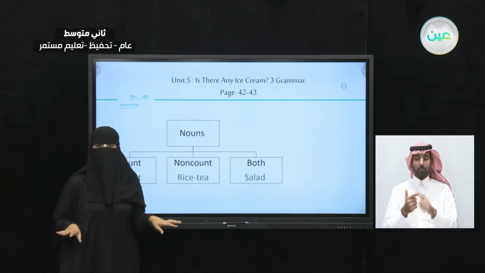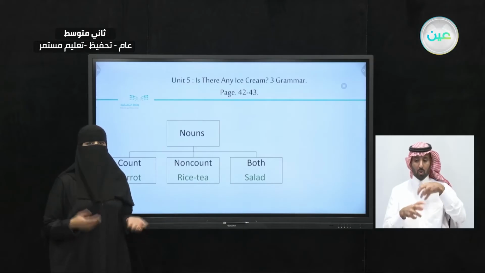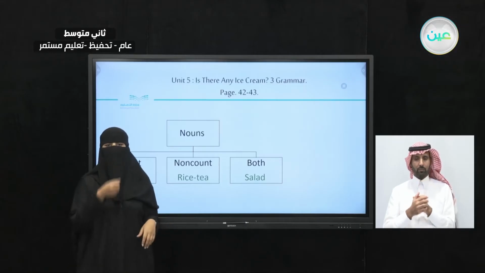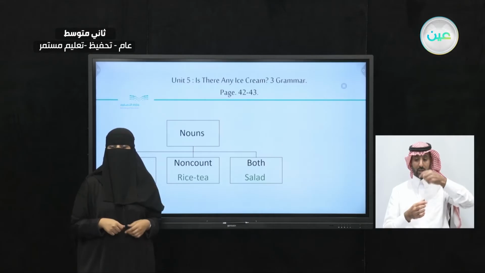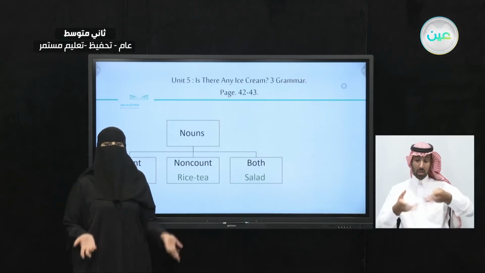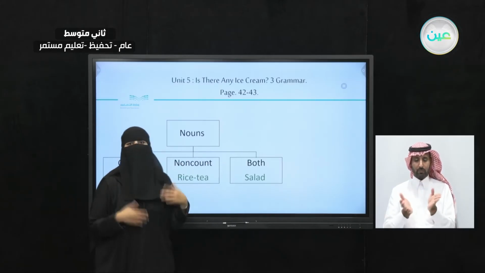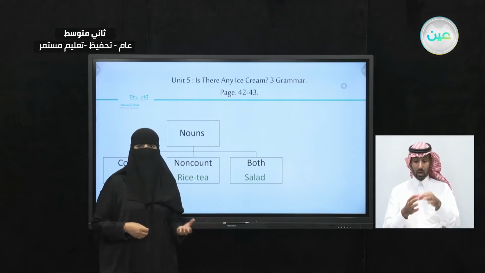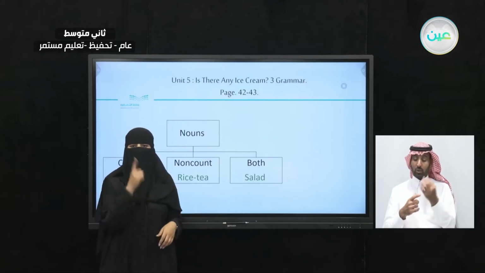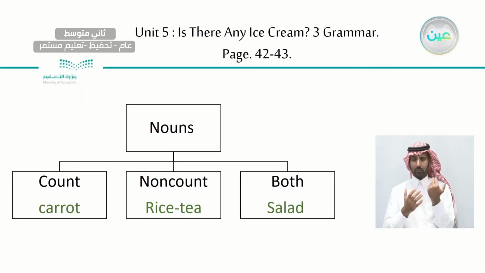How about non-count? If you have a bowl of rice, can you count the rice in the bowl? It will take forever, but it's a non-count, so you can't count the rice. Now, if you're drinking tea, can you count the tea? You can count the cups of tea, but how about the tea itself? Can you count it? So the answer is no. That's why it's called non-count. You cannot count it. And there's something for both. You can use it as countable or non-count. Like salad. I want some salad, or I want a salad. That means only one salad. So let's take a look at each one of these.